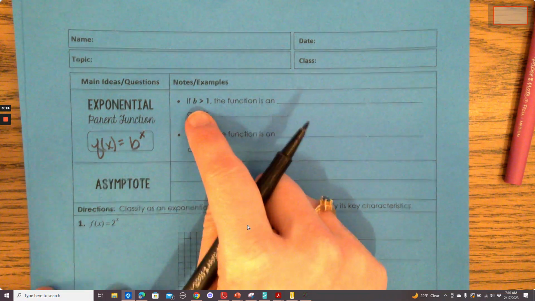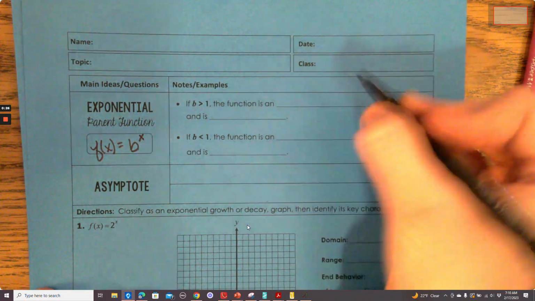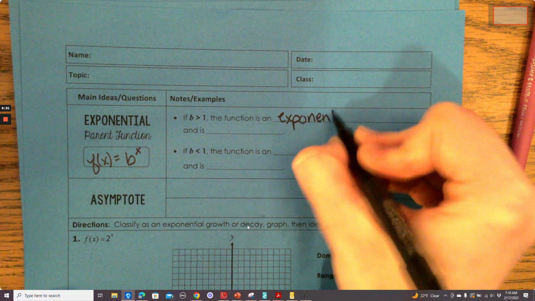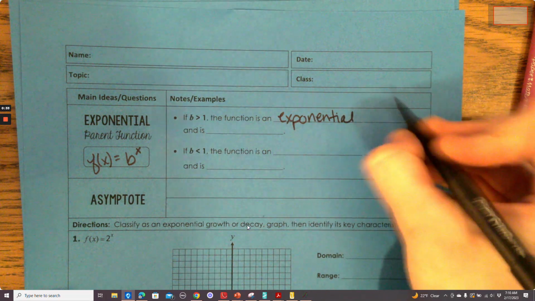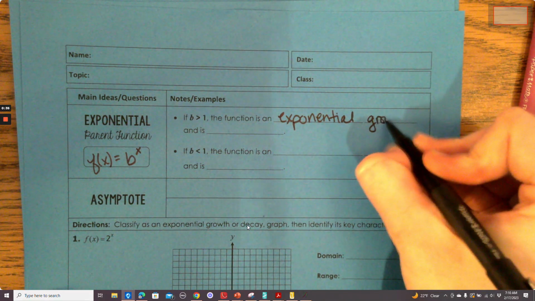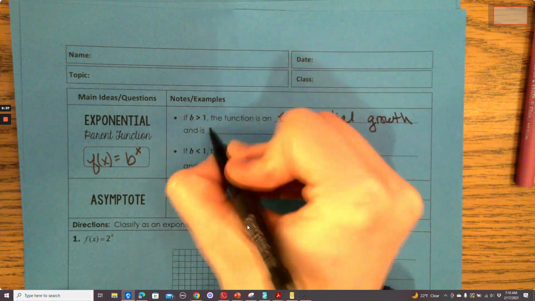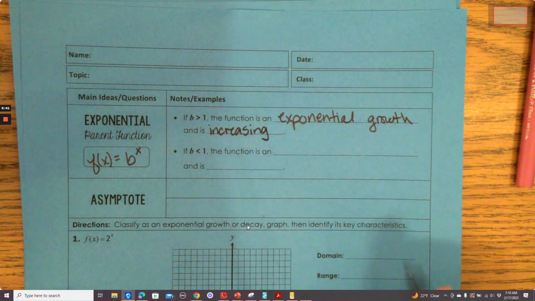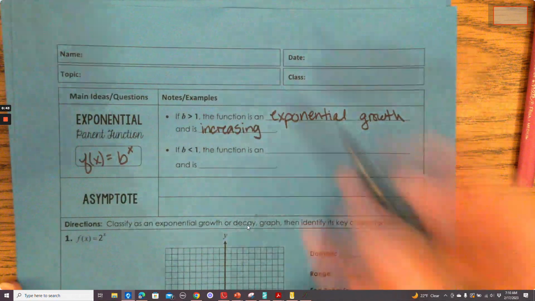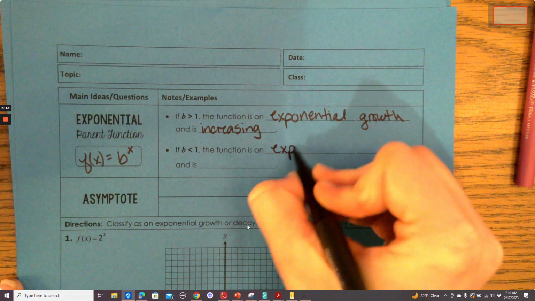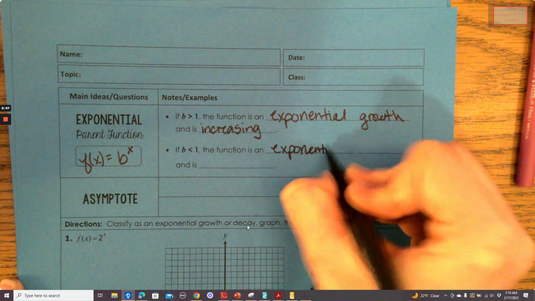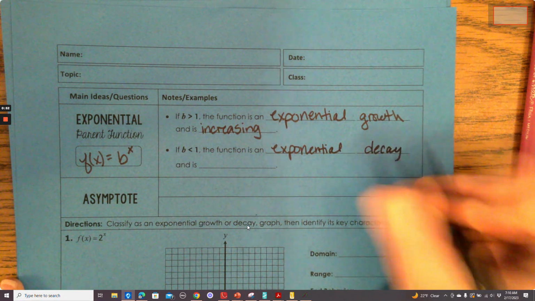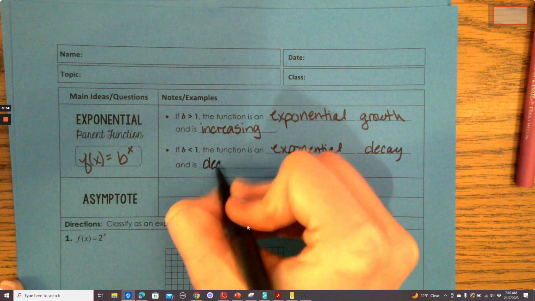So if b is greater than 1, the function is an exponential growth and is increasing. If b is less than 1, the function is exponential decay and is decreasing.